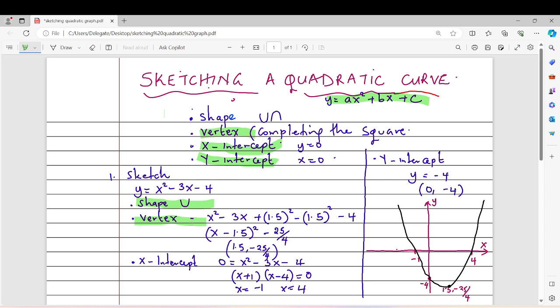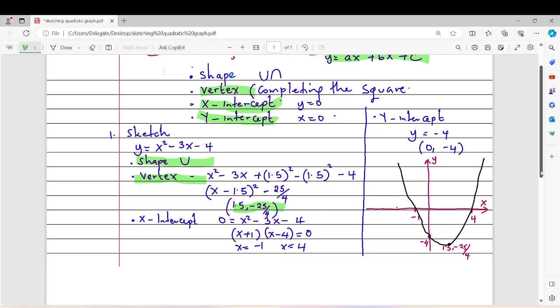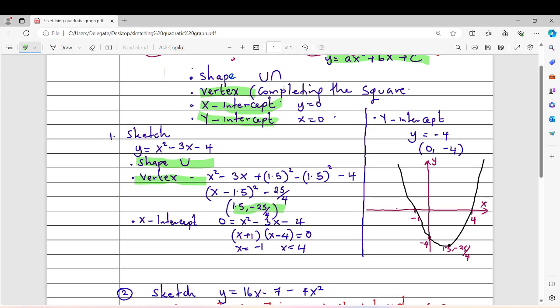When you complete the square on the expression we have here, we end up having 1.5 and negative 25 over 4 as the coordinate of the turning point, meaning that is the coordinate at the bottom of our graph. Then next, the x-intercept. The x-intercept is when our graph crosses the x-axis.